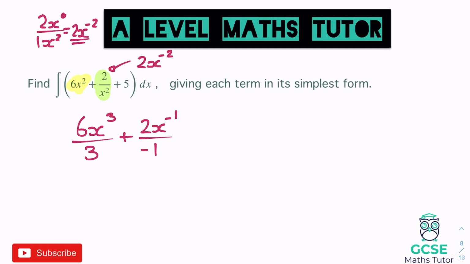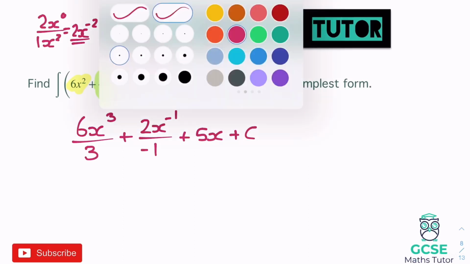Obviously that negative power, make sure you're careful when you add 1 to that, and making sure it goes to minus 1 there and not minus 3. And on to the final piece, we've got the 5, so plus 5x, obviously divided by 1, so we won't write that. And again, plus c at the end. There we go, almost finished then.